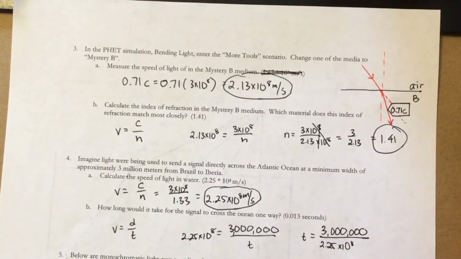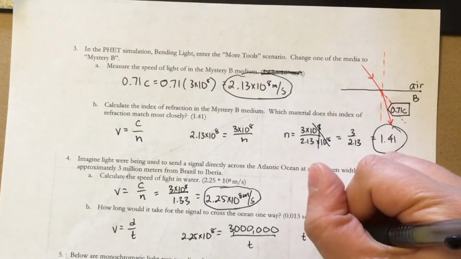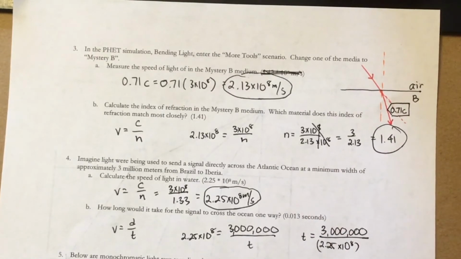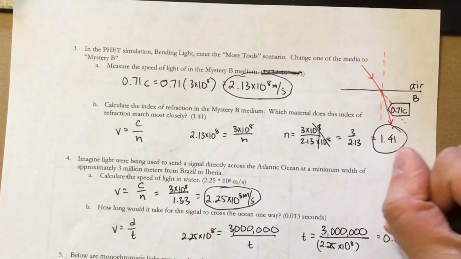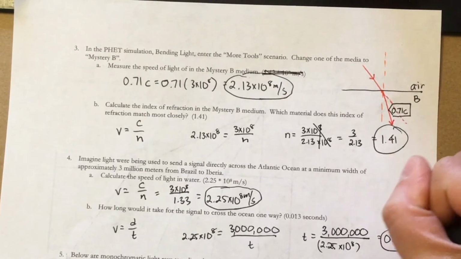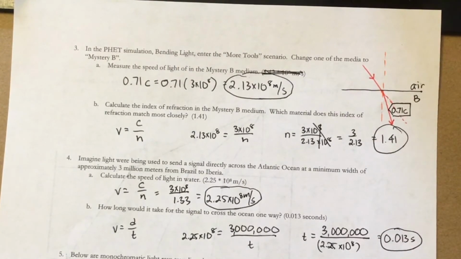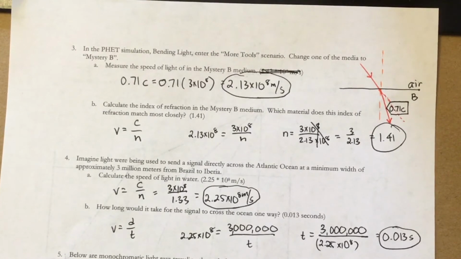And if you plug this in the calculator and you get a really big number, chances are you forgot to put parentheses around this bottom term. Putting parentheses around this bottom term gives you that small time as expected. It's one of the reasons we use light to send signals, because even though it's all the way across the Atlantic Ocean, it still takes an extremely short time to get there.